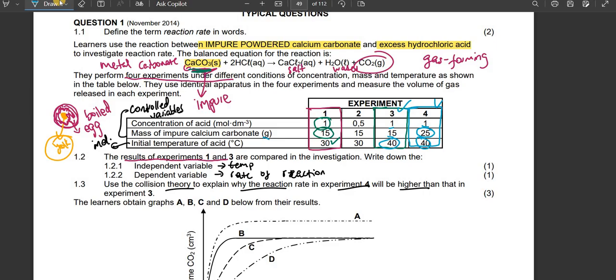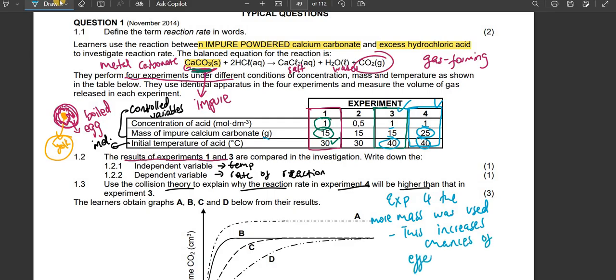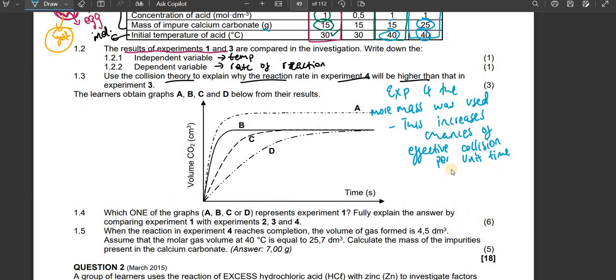So when you explain using the collision theory, you tell them that in experiment 4, the mass was increased, or rather more mass was used. This increases the chances of effective collisions per unit time. Again, we're using the collision theory. You always have to include effective collisions per unit time, which increases the rate of the reaction.